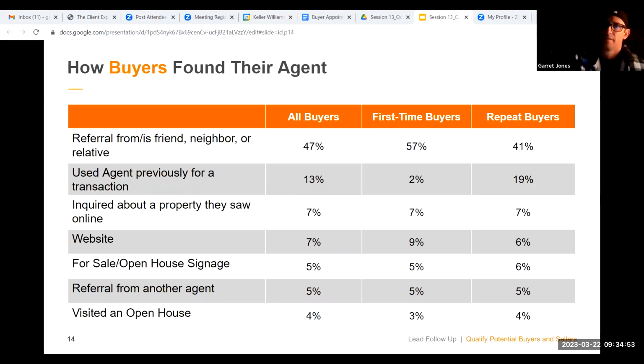This is where the stats say buyers are found. The overwhelming leader is referrals from a friend or a neighbor or relative. All buyers, repeat buyers. Using agents was the next one, that it was someone that already took care of one transaction. I don't think that most people want to interview five or six agents. I don't think that's on the top of people's priority list.